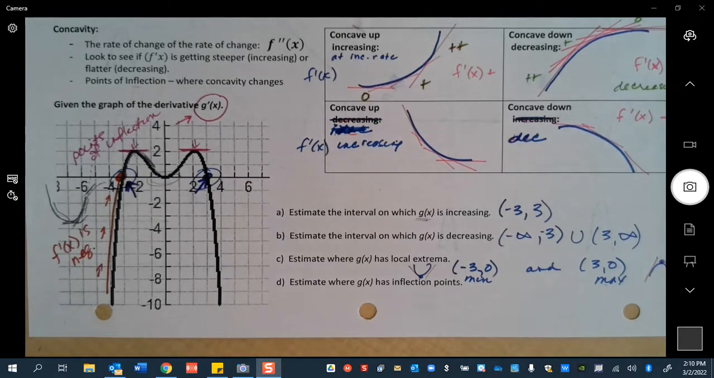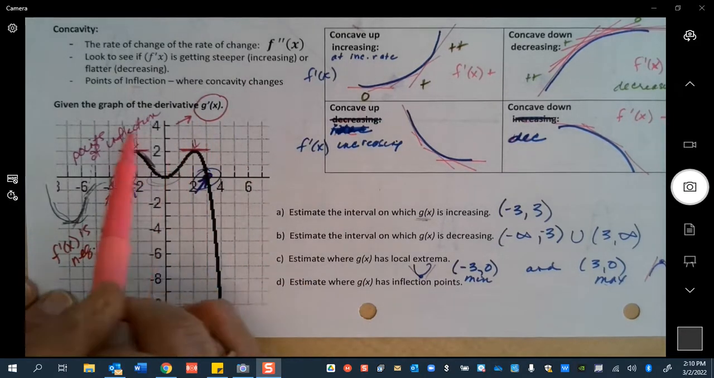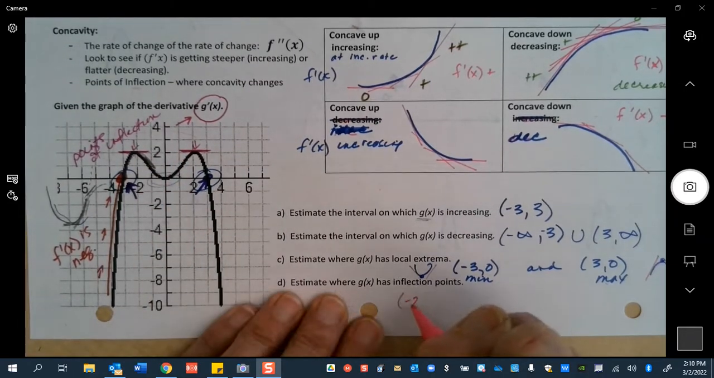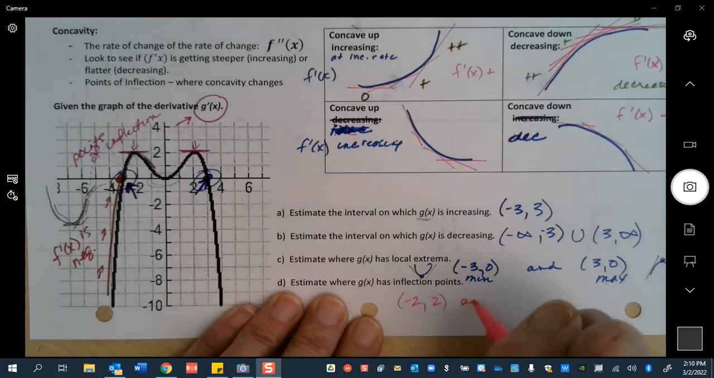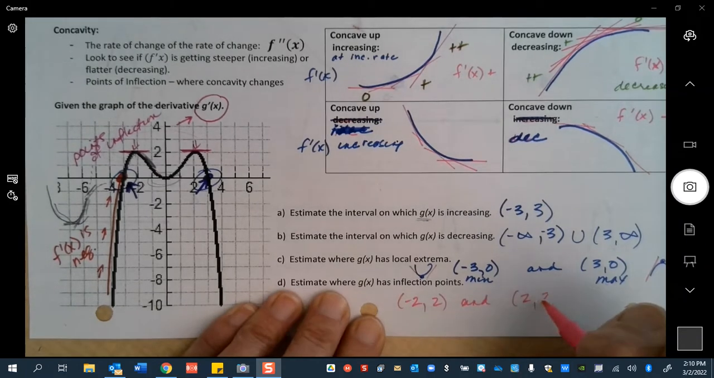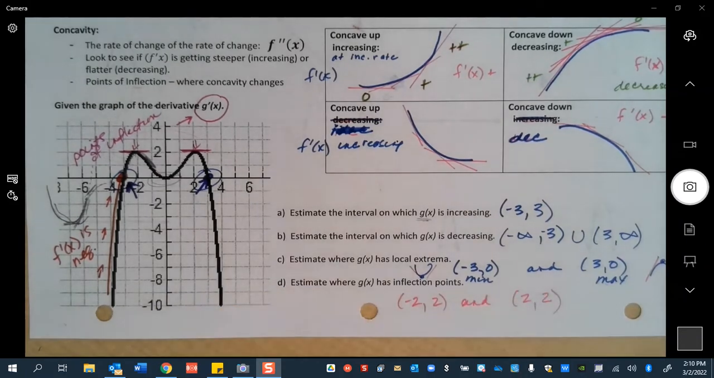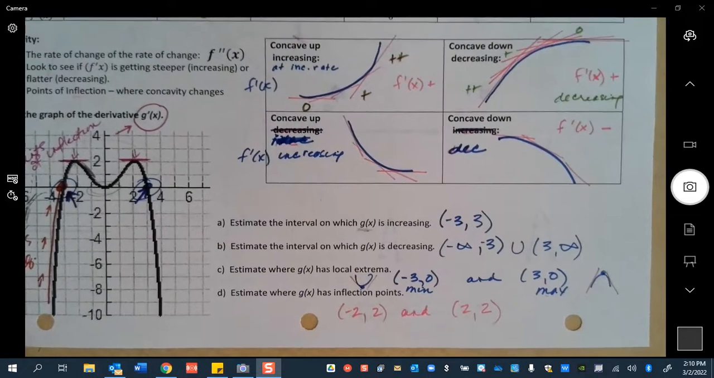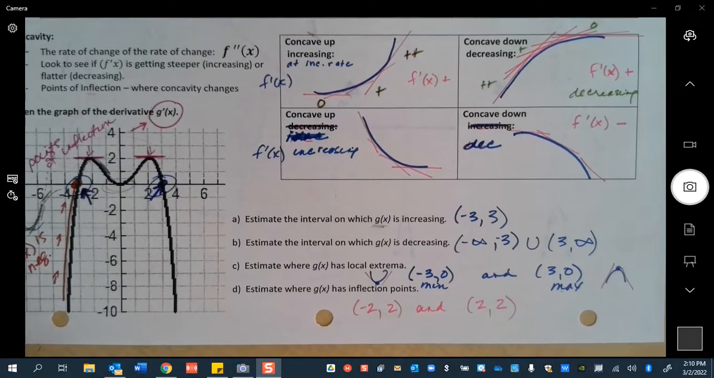The inflection points are going to be right here where my concavity changes. Negative 2, 2, and positive 2, 2. All right, with your group, talk it out. Go.